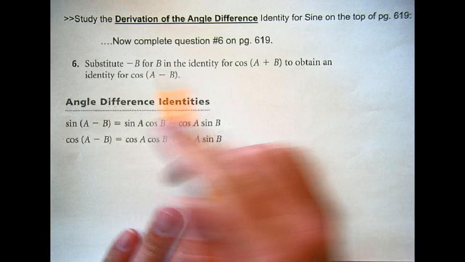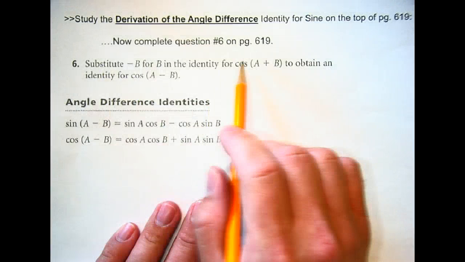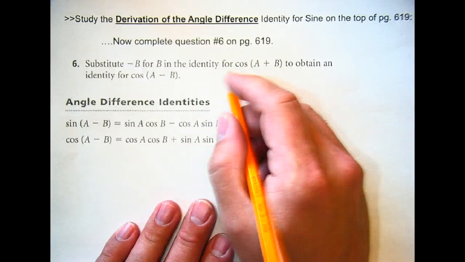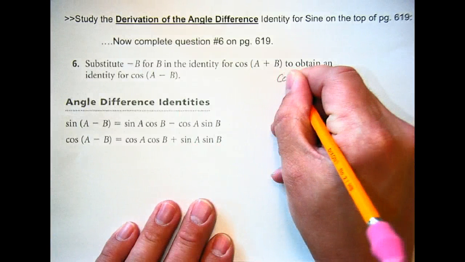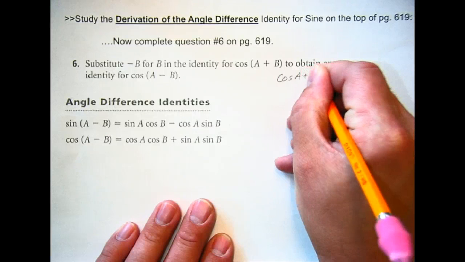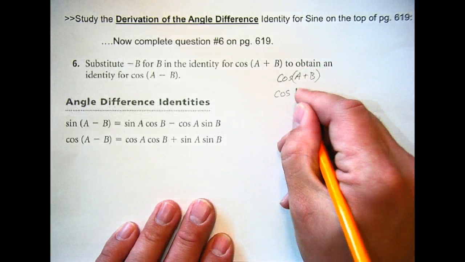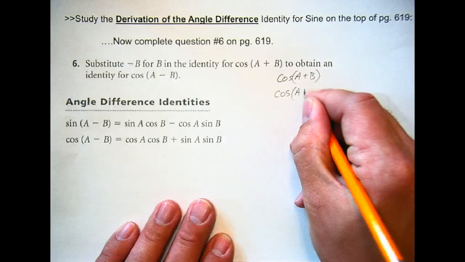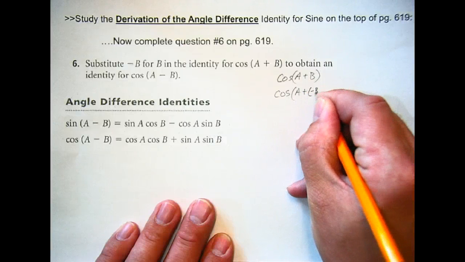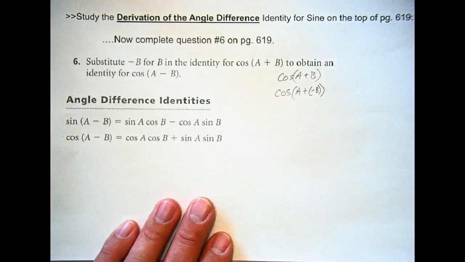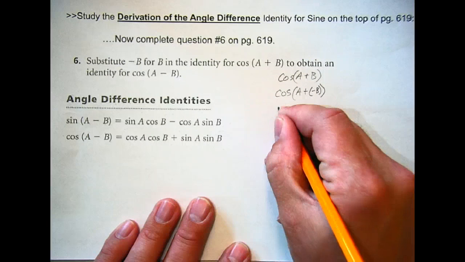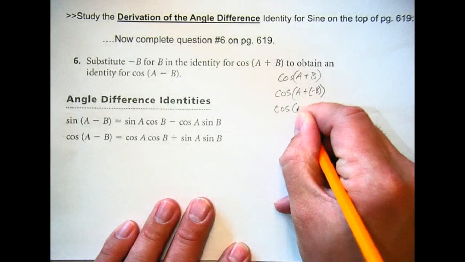You're plugging in negative b. Substitute negative b into this identity, cos of A plus b. If I take cos of A plus b and put negative b in, that now gives me cos of A plus negative b, which is A minus b. So that's cos of A minus b.